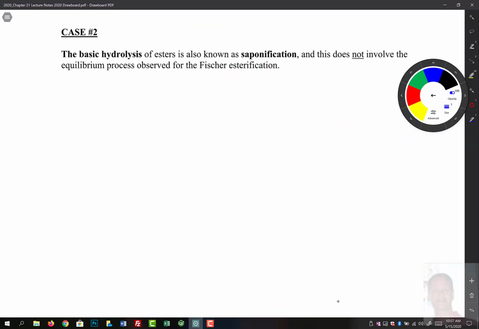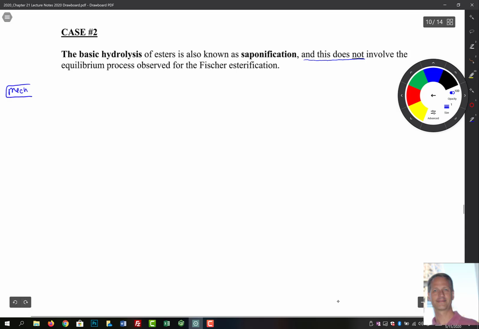Basic hydrolysis of esters is known as saponification. So what I want to do is look at the mechanism with you, and then look at the second part of the sentence that addresses equilibrium. So let's take a look over here at the mechanism.